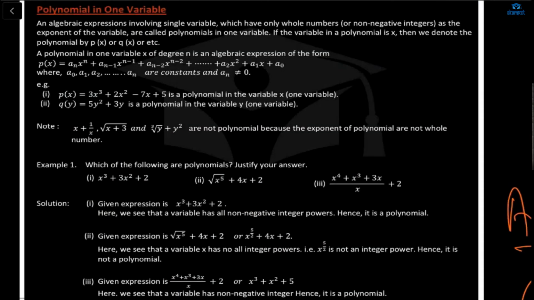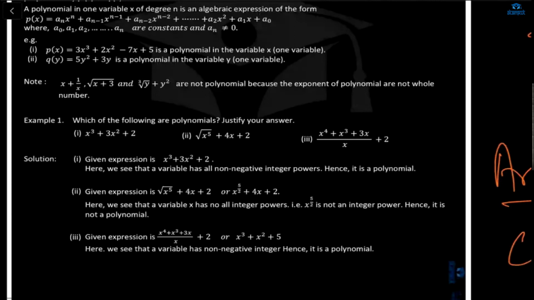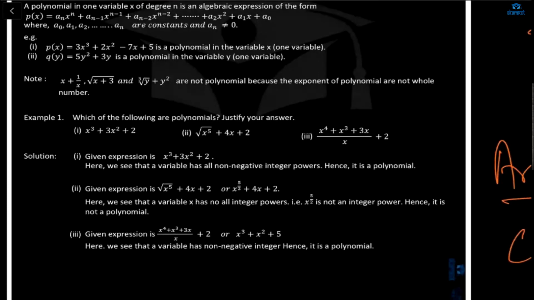Now let's see some general things. We have come to know about the polynomial in one variable. Now let's solve a question and then we will move ahead. And there's a note for you. Like I told you, a non-negative integer value should be there in the power. So x plus 1 by x: the second x has a power of minus 1, which means it cannot be a polynomial. Root x plus 3: x will have a power of half, so it cannot be a polynomial. So these are not polynomials.